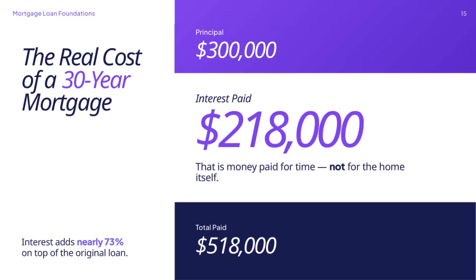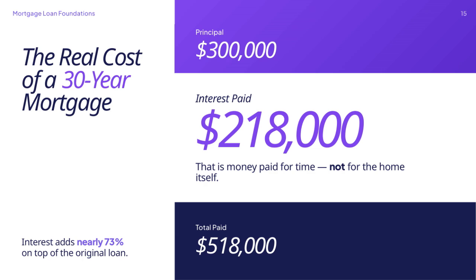Now, let's talk about the real cost of a 30-year mortgage. When you take out a loan for a home, like $300,000 in this example, you're not just paying back that principal amount. Over the 30 years, interest adds nearly 73% on top of the original loan. That means you'll end up paying about $218,000 in interest alone.